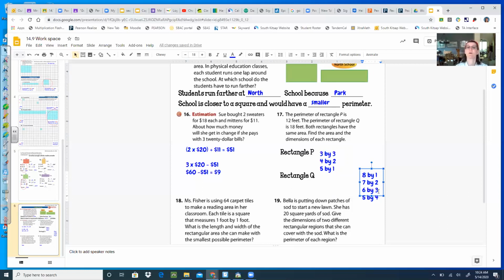That's all the shapes for that one. Okay, the perimeter of rectangle Q is 18. So half of 18 is 9. So 8 plus 1 is 9, 7 plus 2 is 9, 6 plus 3 is 9, 5 plus 4 is 9. Both rectangles have the same area.